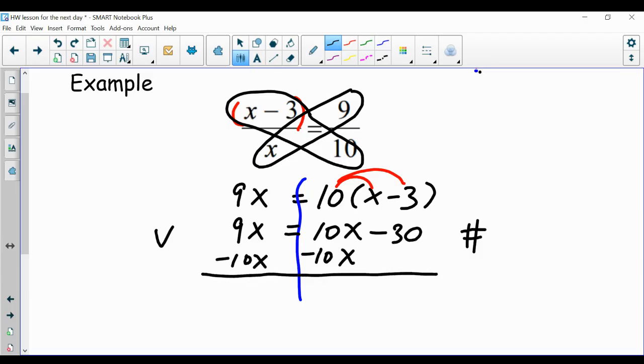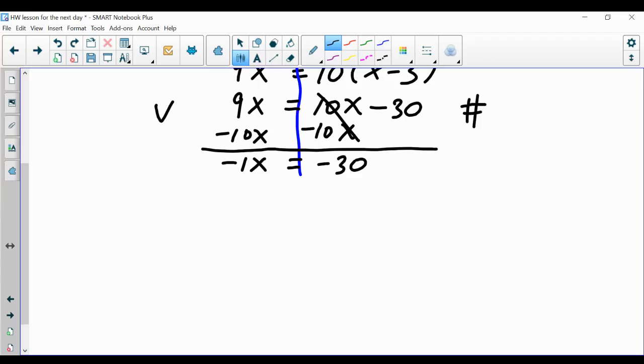Put a line under it since I'm doing addition and subtraction. 9x minus 10x, that's negative 1x. On the right side, 10x minus 10x is 0. You cancel out. You don't need to write it. We have negative 30 here. Just copy that.